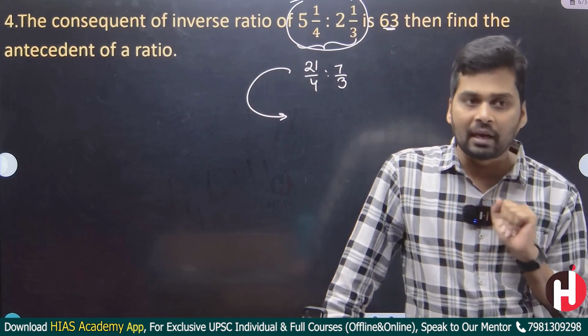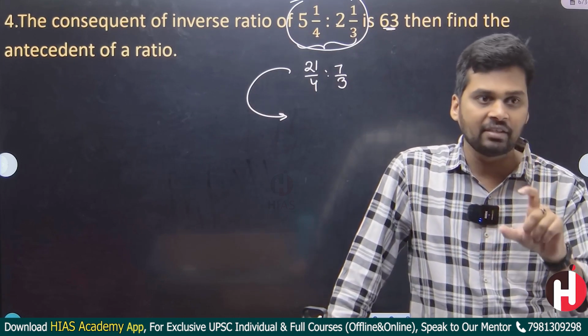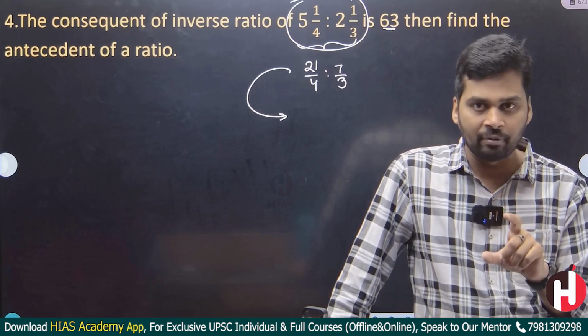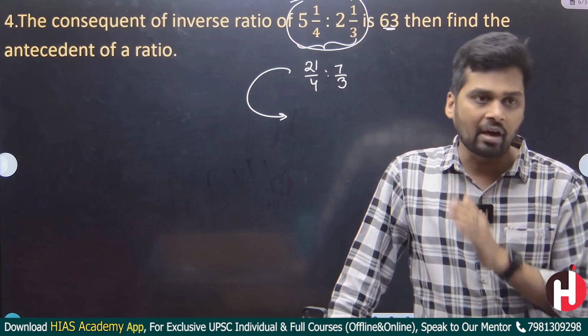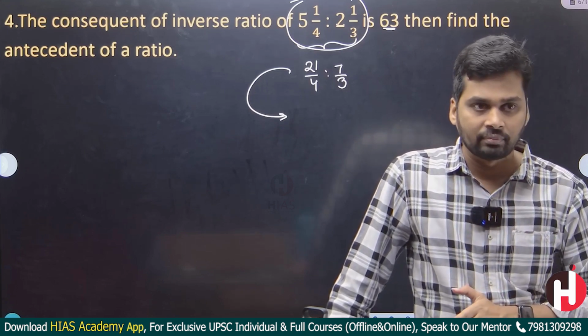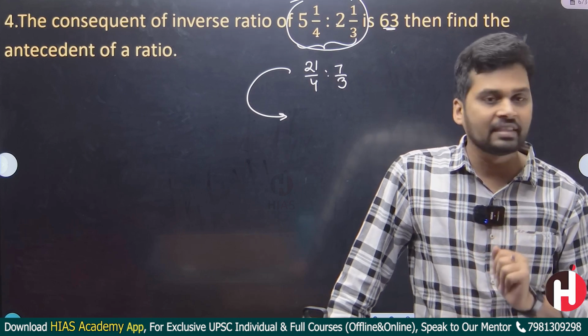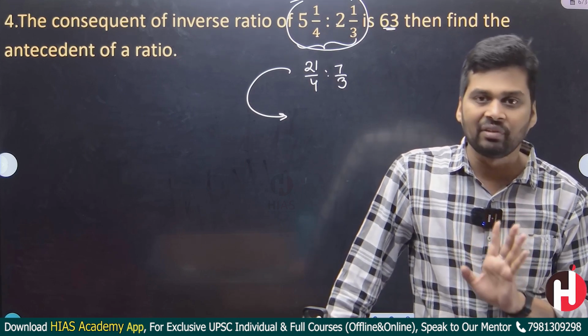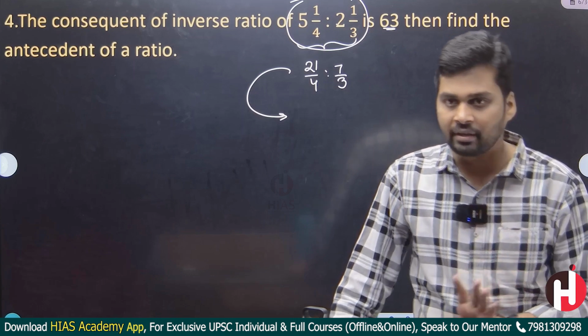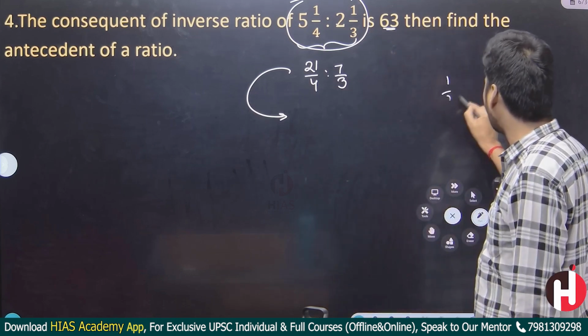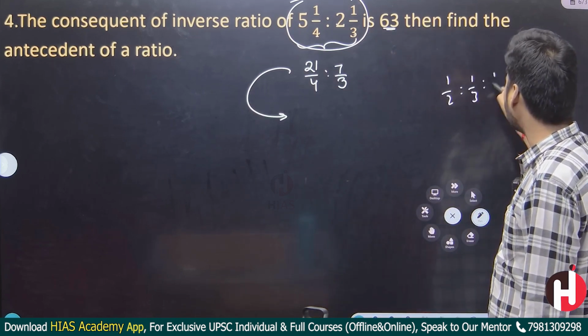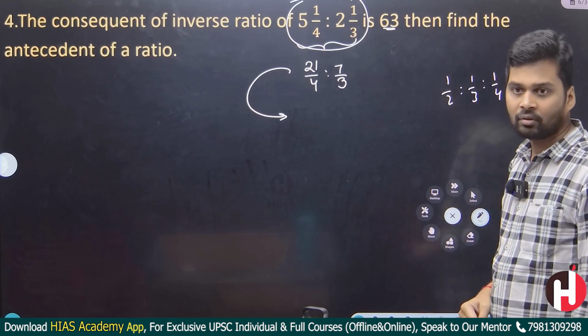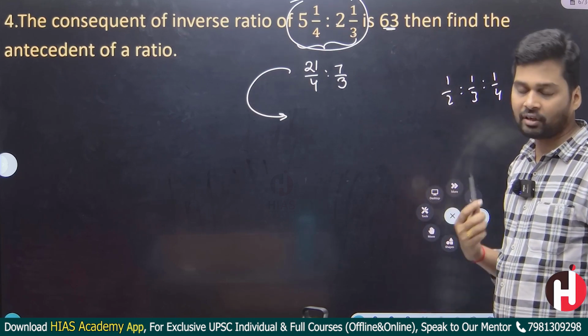How do you convert a fractional ratio into an integer ratio? How do we write it in simplified form? I already told you, whenever fractions are in a ratio, how do we convert into a normal ratio? Take the LCM of the denominators, multiply each term with that LCM. I told you already, right? Suppose 1 by 2 is to 1 by 3 is to 1 by 4 is there.